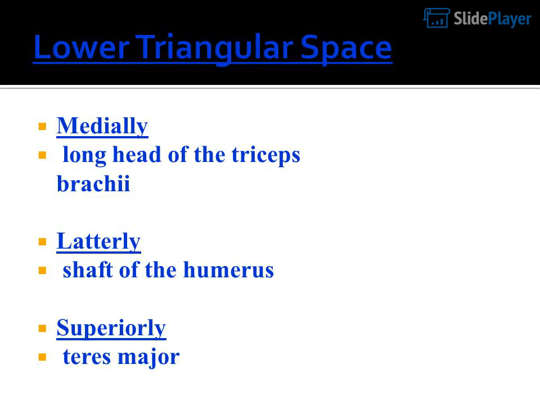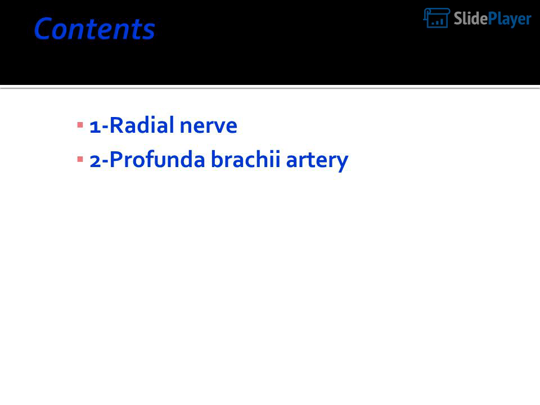Lower triangular space. Medially, long head of the triceps brachii. Laterally, shaft of the humerus. Superiorly, teres major. Contents: 1. Radial nerve. 2. Profunda brachii artery.